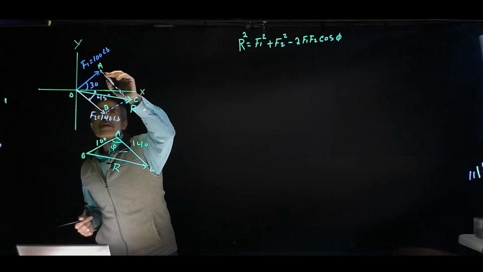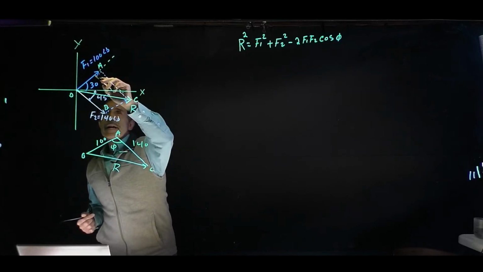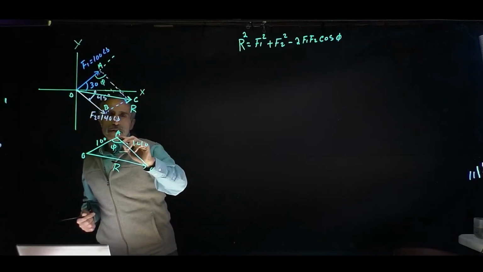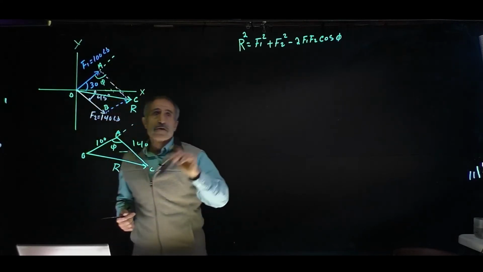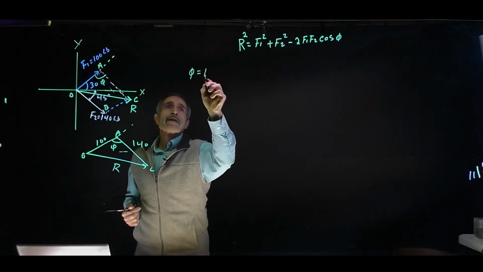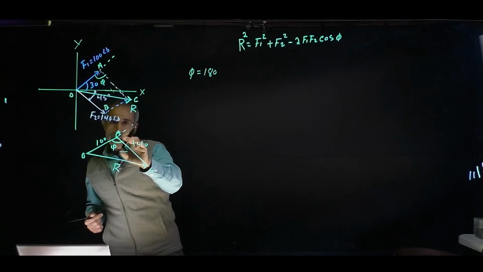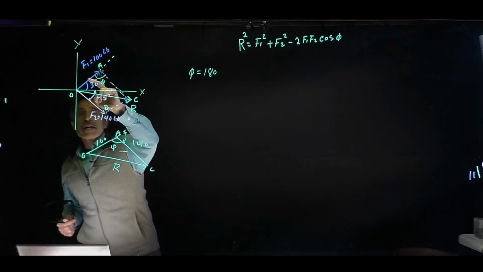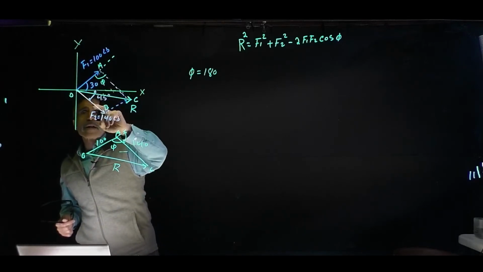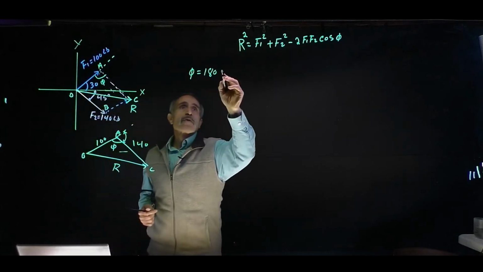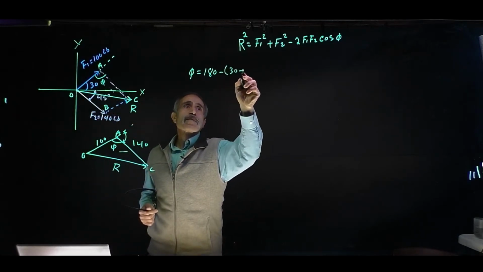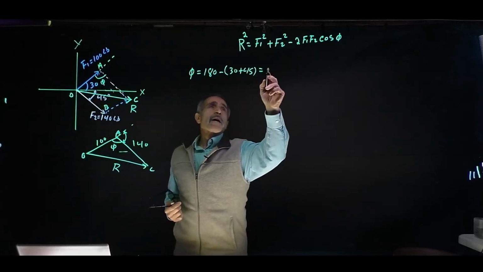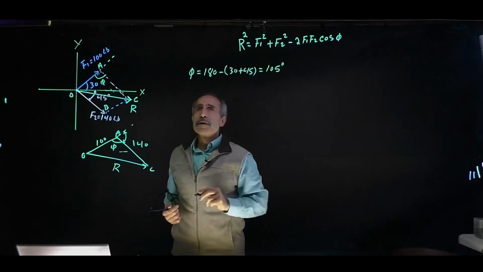If I project this right here, this is the angle phi. I'm looking for this angle phi. If you look at this, a straight line is 180 degrees, so phi is equal to 180 degrees minus this angle. What is this angle right here? This angle is the same as the angle between the blue line and the white line, which is 30 plus 45. So 180 minus (30 plus 45) gives me 105 degrees.